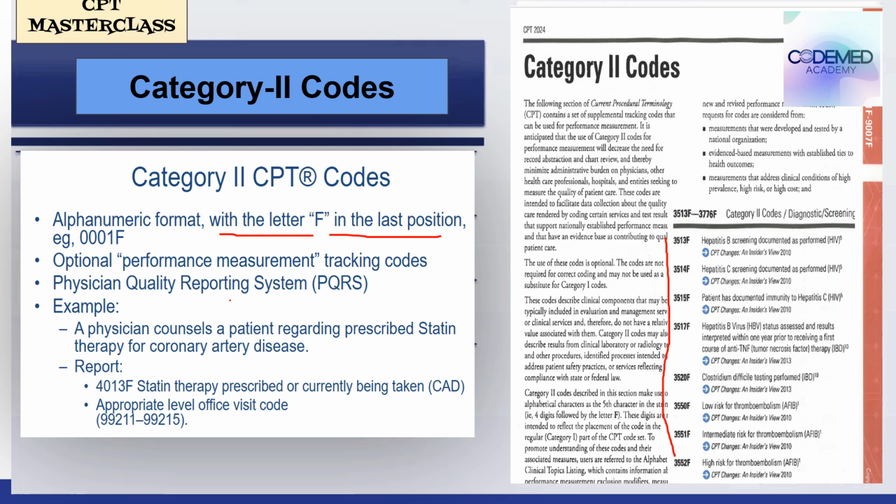Where do we use the category 2 code? They are basically for optional performance measurement tracking codes, and they are physician quality reporting system codes. And remember, whenever we are using a category 2 code, we always use the category 1 code along with the category 2 code. We usually don't use category 2 codes on a day-to-day basis, but you must know them. Sometimes they do ask this question during the exam, but more often this question is asked during the interview.